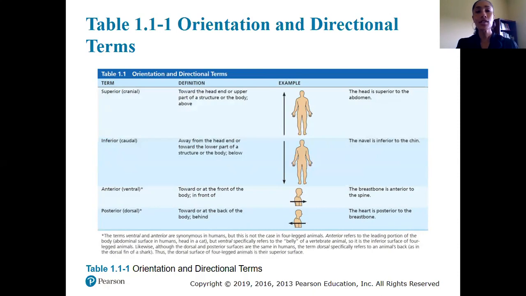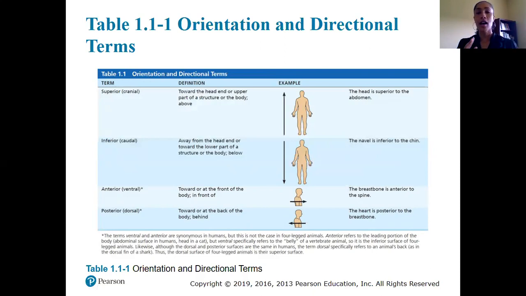Okay, so we get into some directional terms, and you do need to know the directional terms, know them by definition, and also be able to use them to complete a sentence. So let's start off with superior. When you hear the term superior, think toward the head or the upper part of the body. An example of the term superior being used in a sentence is the head is superior to the abdomen. Inferior is away from the head or referencing the lower portion of the body. An example of that is the navel is inferior to the chin. So our chin is here, our navel is inferior to the chin.